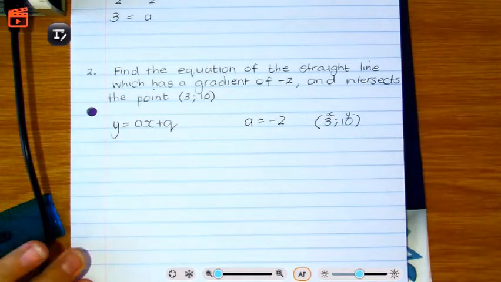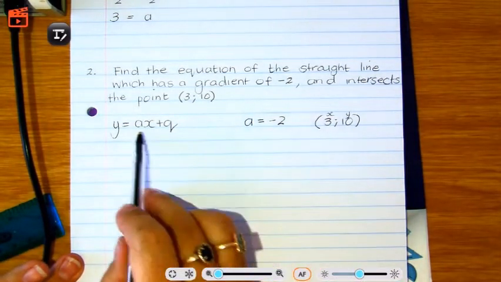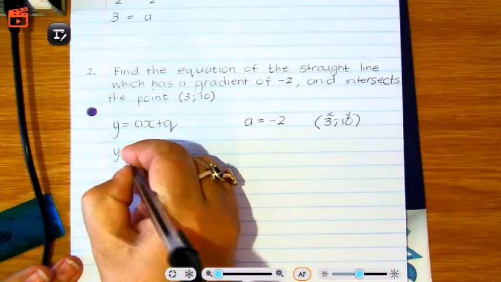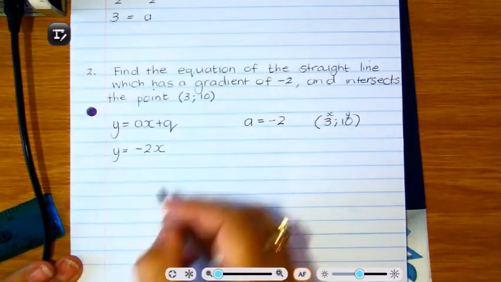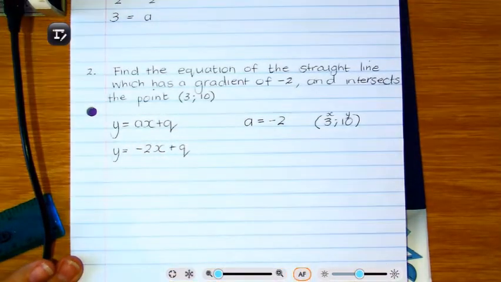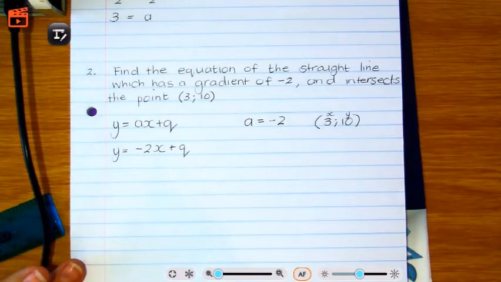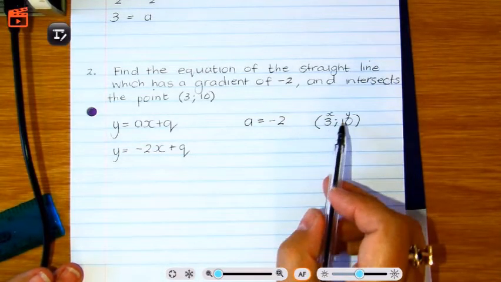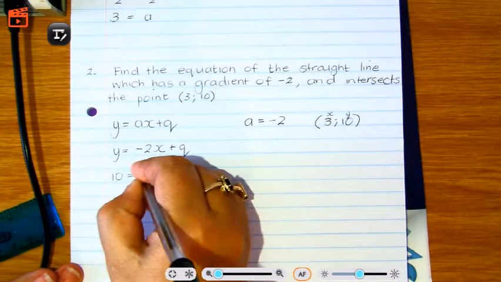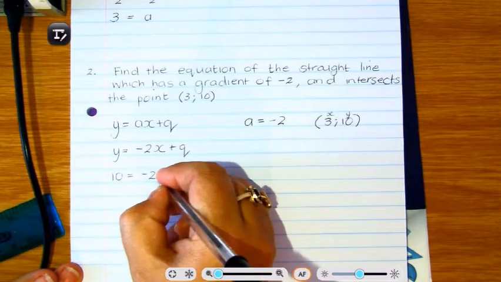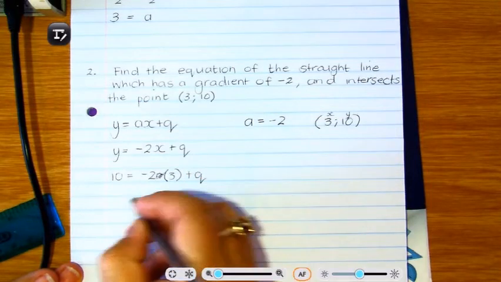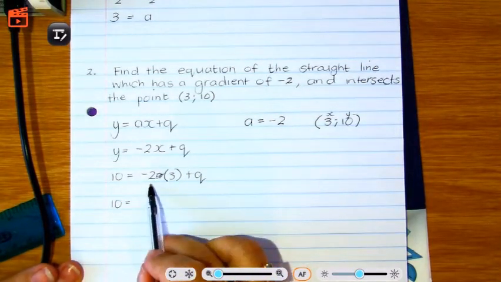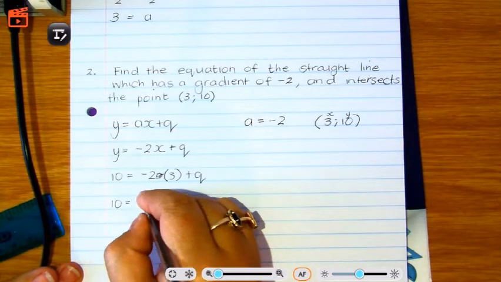I'm now going to substitute in my gradient instead of a. So I'm going to say y is equal to -2x + q, and q is what I'm trying to find. My next step is to substitute in my x and my y value from my coordinate. So instead of y, I'm going to put a 10, is equal to -2x, and instead of x, I'm going to put a 3, plus q. So I've got 10 = -2 times 3, which gives me -6 + q.